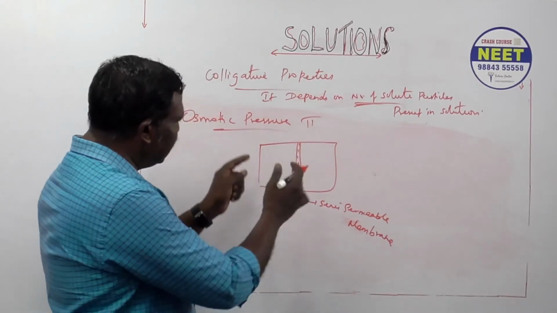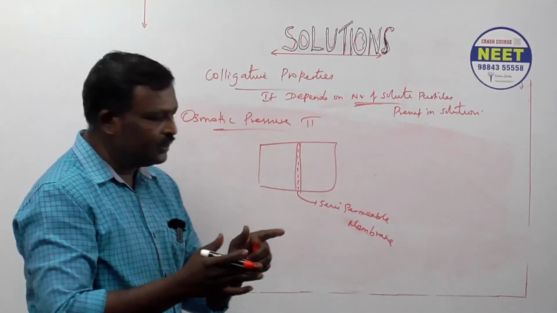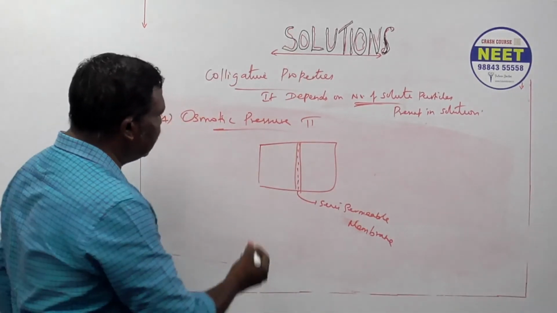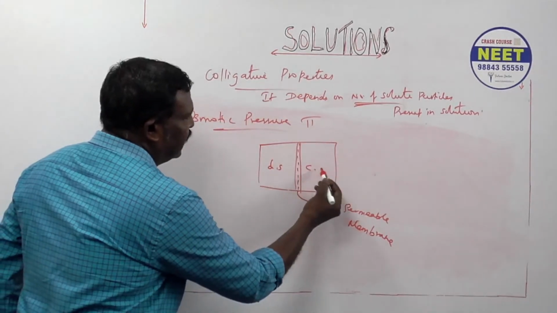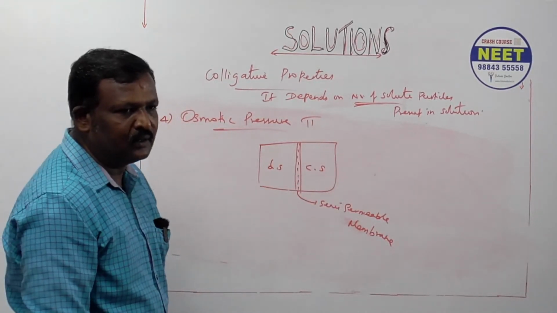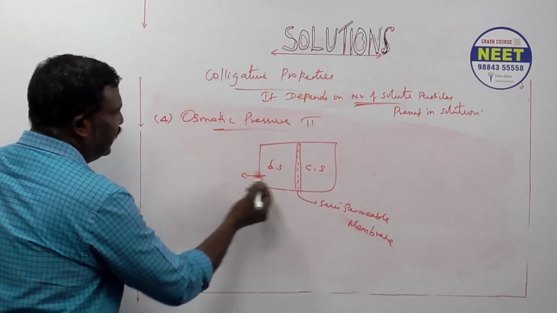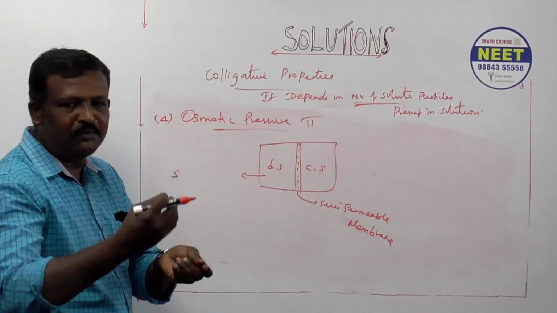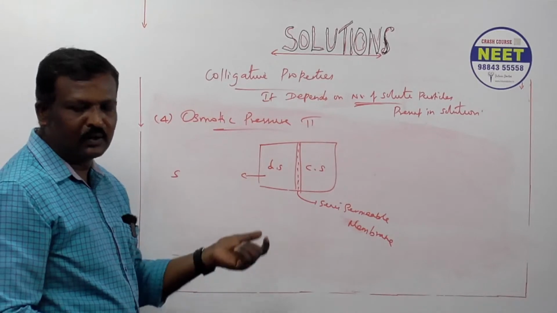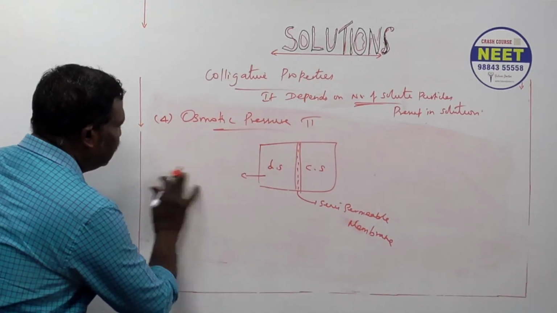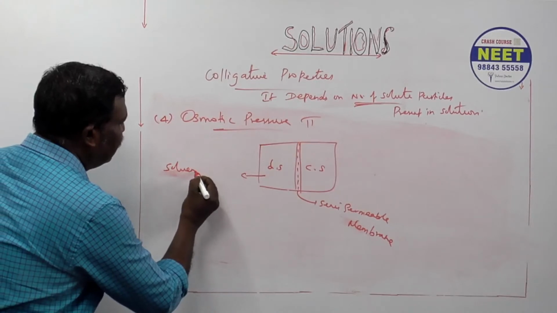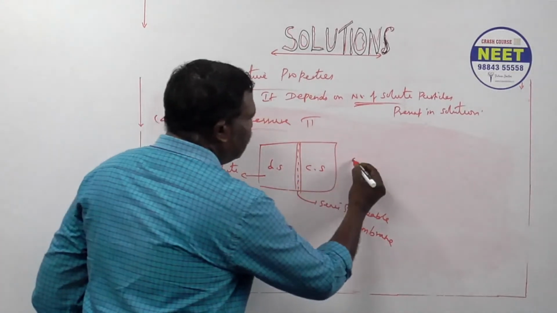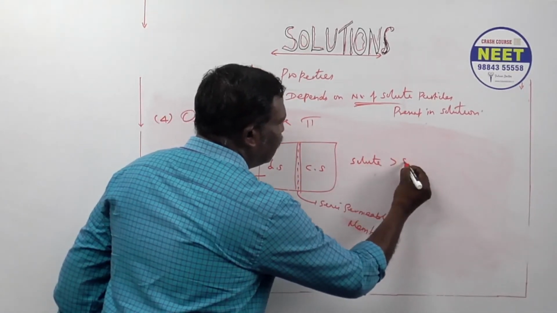So I am taking one vessel, separated into two compartments by a semi-permeable membrane. Left hand side I am taking a dilute solution. Right hand side I am taking a concentrated solution. In dilute solution, which quantity will be higher? More amount of solvent. Understood? In dilute solution, solvent quantity is more than solute. In concentrated solution, solute is more than solvent.